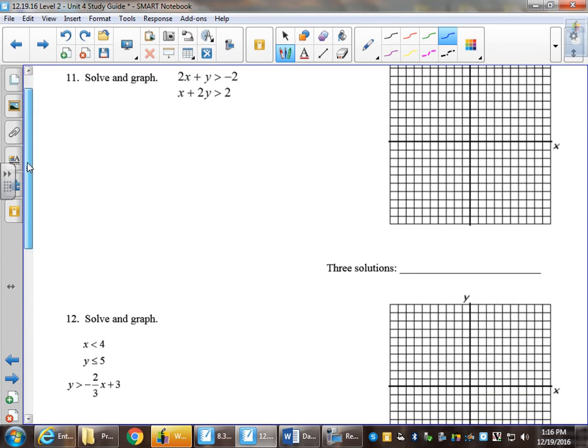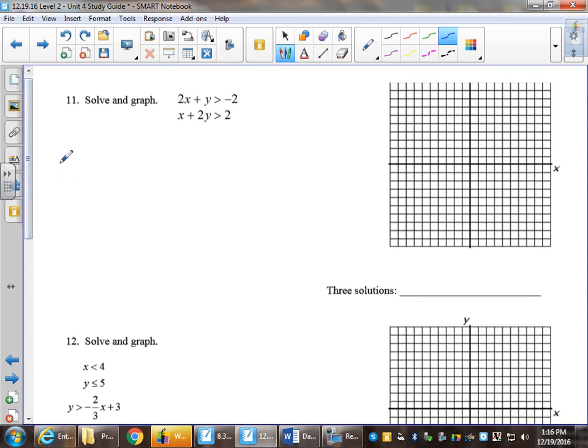Looking at number 11. Number 11 is where we start to have some work to do. For my solvers out there, if you would like to solve for y for each of these, you're more than welcome to do so. Just make sure you're very careful with your negatives, with your division and all that. And then you can check your graph against mine, and our graph should come out the same. Those of you approaching this by intercepts, let's do that. So I'm going to talk about this one first, the 2x plus y. I'll label this 1, and this 2.